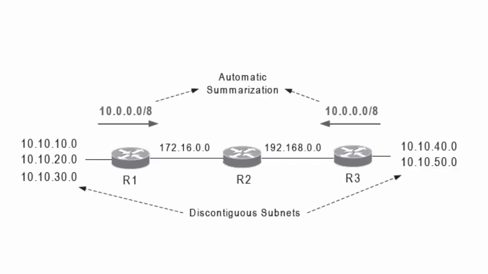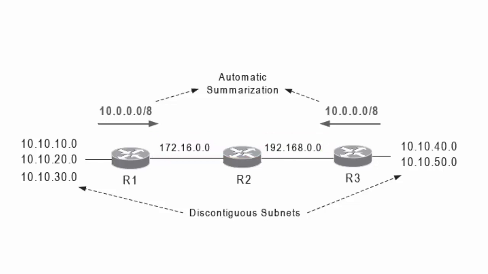Let's look at the following example. Router 1 connects to the following networks: 10.10.10.0, 10.10.20.0 and 10.10.30.0. Router 1 connects to router 2 and then on to router 3, which has connectivity to the 10.10.40.0 and 10.10.50.0 networks. There are also other networks between the routers, such as 172.16.0.0 and 192.168.0.0.